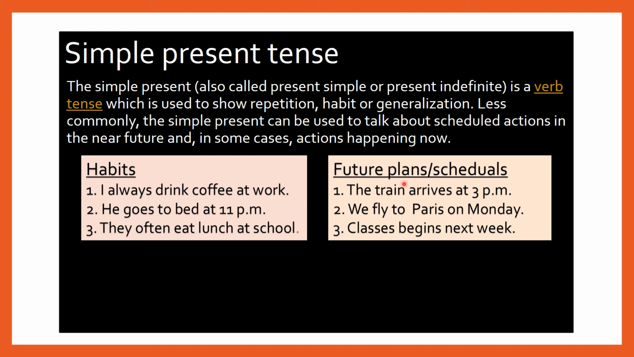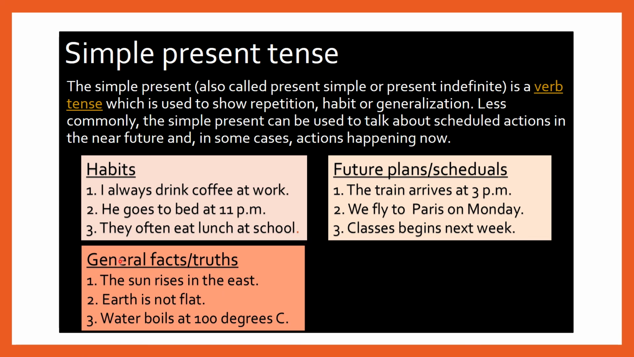For future plans and schedules, if the event is certain, we must use simple present tense. For example, number one, the train arrives at 3 p.m. Number two, we fly to Paris on Monday. Number three, classes begin next week. Because these three events are certain, we use simple present tense instead of future tense.